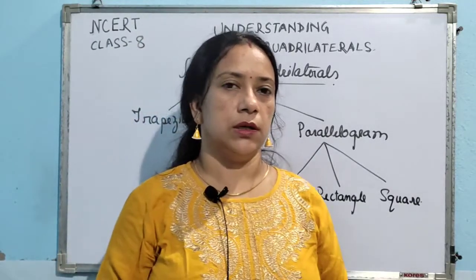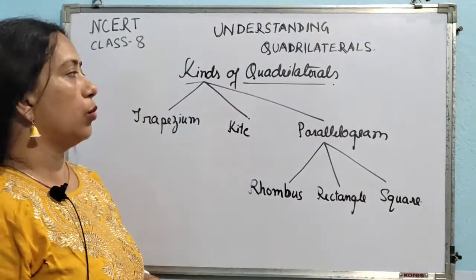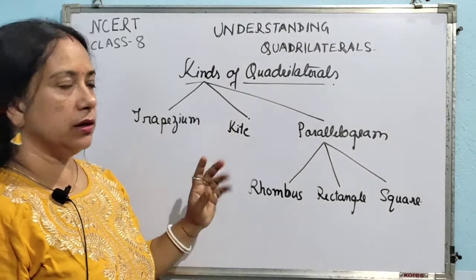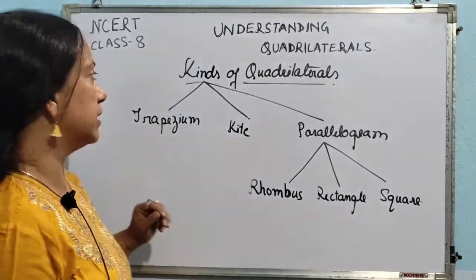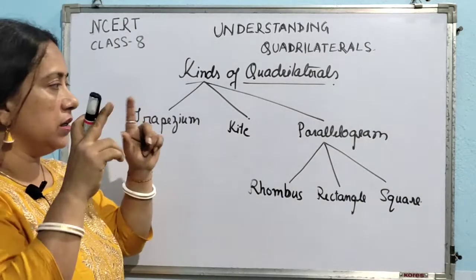Hello students, in this video I will be discussing the different kinds of quadrilaterals. All of you know by this time what a quadrilateral is: a closed polygon having four sides. Now what are the different kinds based on their shapes?